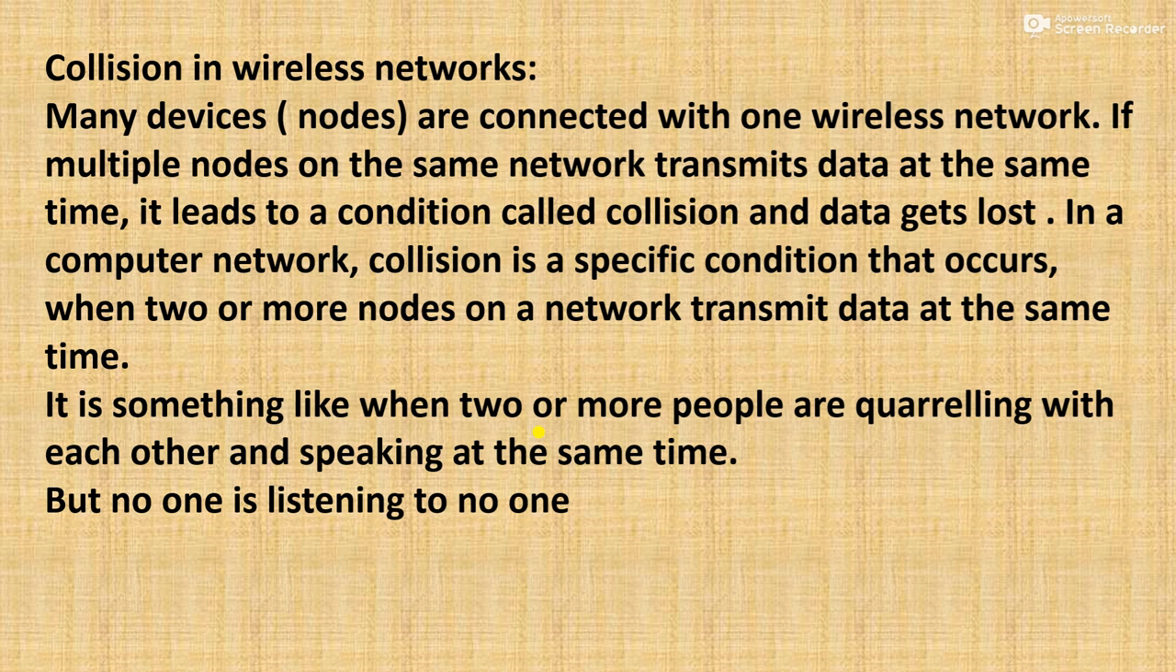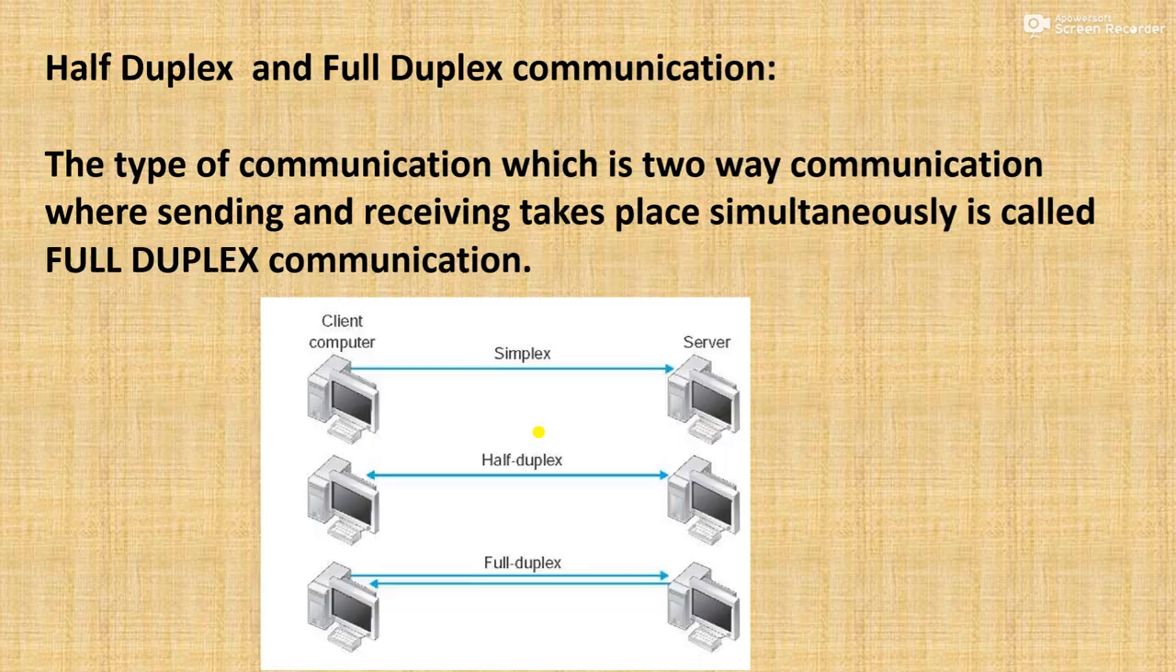In a computer network, collision is a specific condition that occurs when two or more nodes on the network transmit data at the same time. अगर सारी नेटवर्क्स एक साथ डेटा भेजेंगी तो कोलिजन के चांसेस 100% बढ़ेंगे. Okay, it is something like when two or more people are quarreling with each other and speaking at the same time. दो और तीन पर्सन अगर एक साथ बोल रहे हैं, that means they are quarreling with each other, this is called collision. But no one is listening to no one, कोई सुनना नहीं चाह रहा है. Okay, this is the condition that we are talking about.